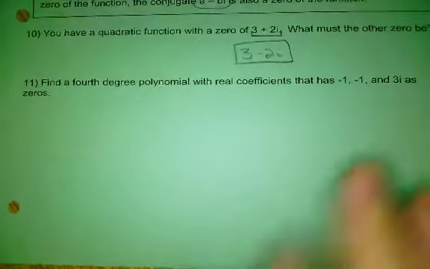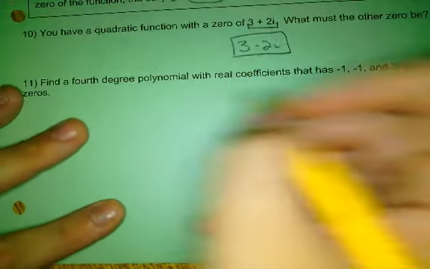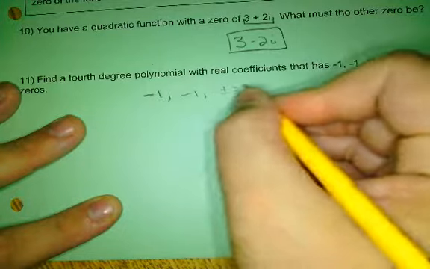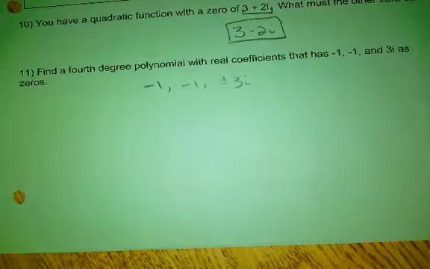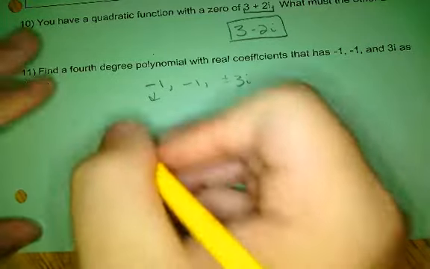Let's move on. Okay, so this is important for this kind of problem right here. Let's find a 4th degree polynomial with real coefficients that has -1, -1, and 3i as zeros. Is there a missing 0 here? So we're going to have -1, -1, and then plus and minus 3i. Those are all of my zeros. So let's go ahead and find this polynomial now. So if I have a 0 of -1, what's the factor?